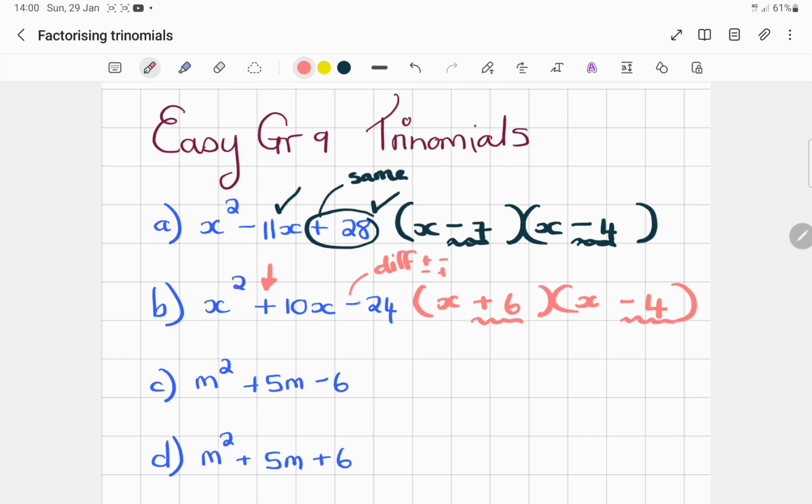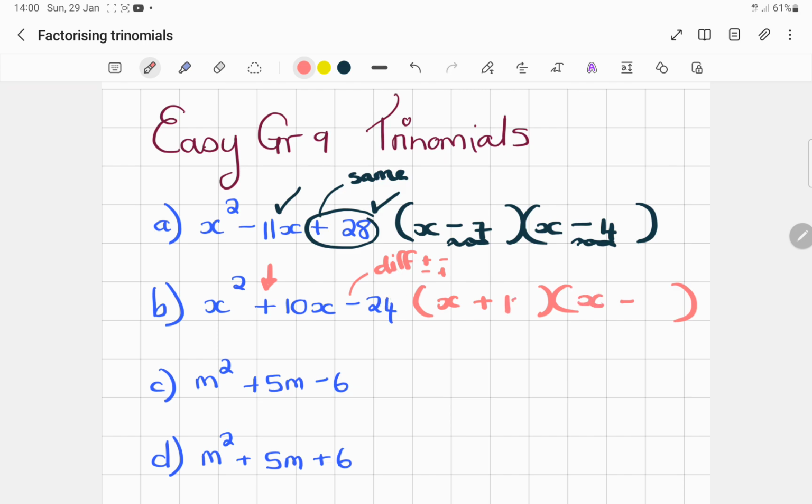No, they are different. The first one's a plus. So it can't be 6 and 4, because 6 times 4 gives you 24, but plus 6 minus 4 gives you a positive 2. So there's something wrong with this. So you have to backtrack. The x and the x still split, but let's try another one.